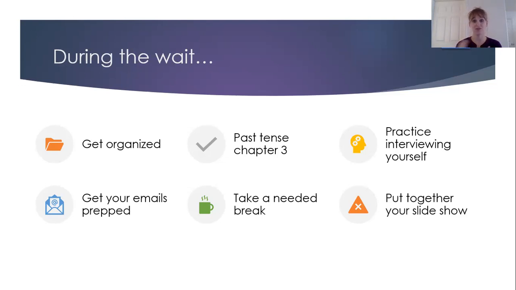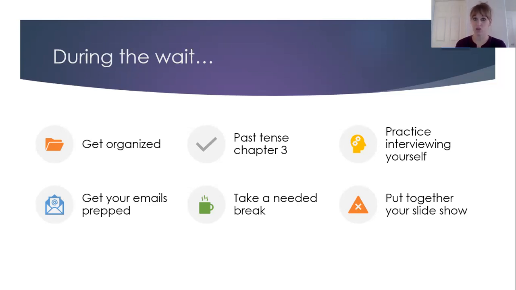Everything after Chapter 3, you're going to have to go back and put in past tense. So in Chapter 3, when you say, I will be recruiting, blah, blah, blah, you're going to have to go back and say, I recruited, blah, blah, blah. So that's something that you can do while you're waiting.